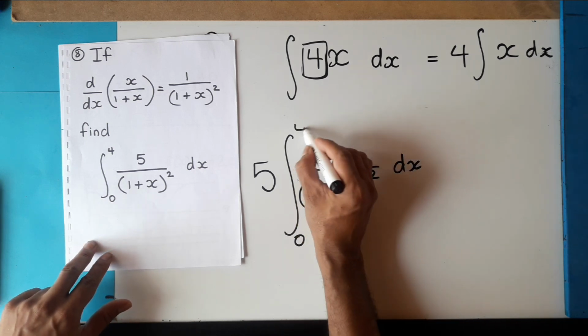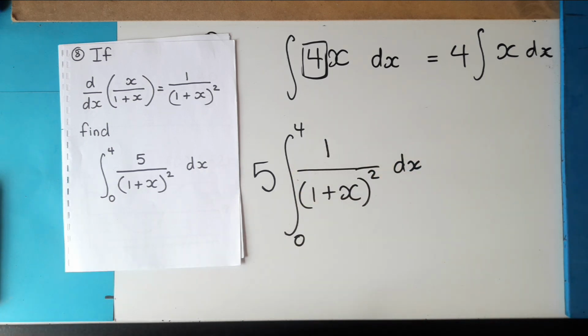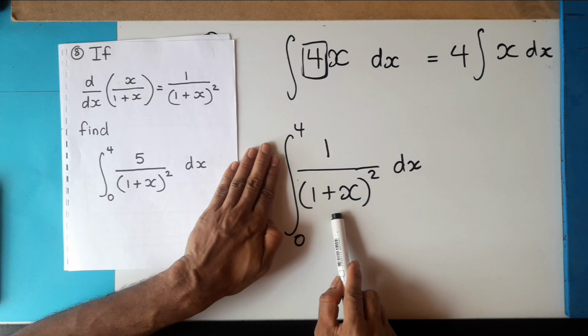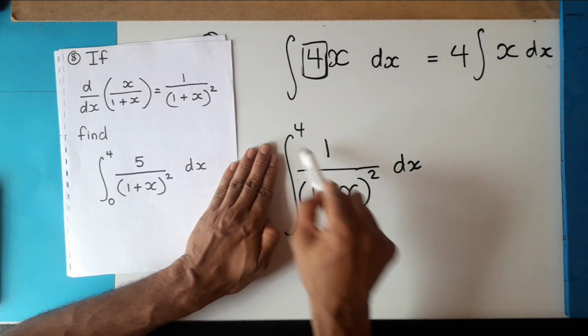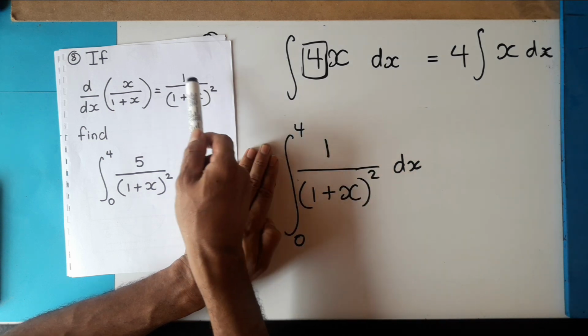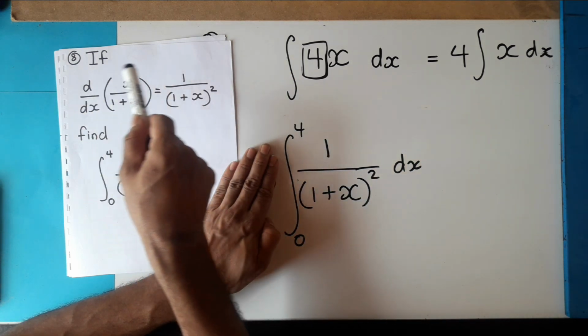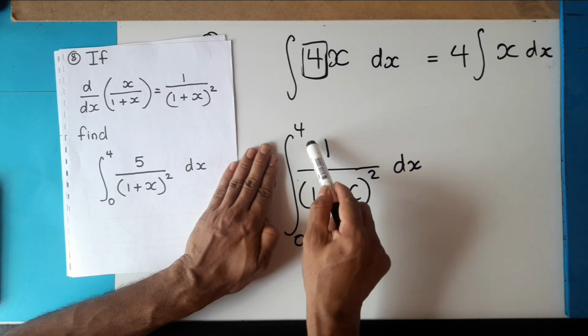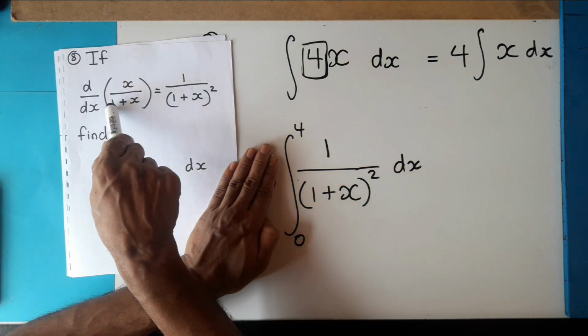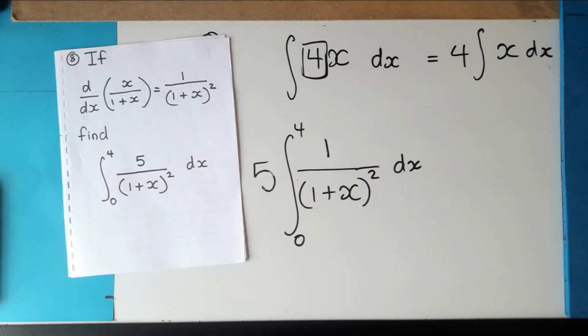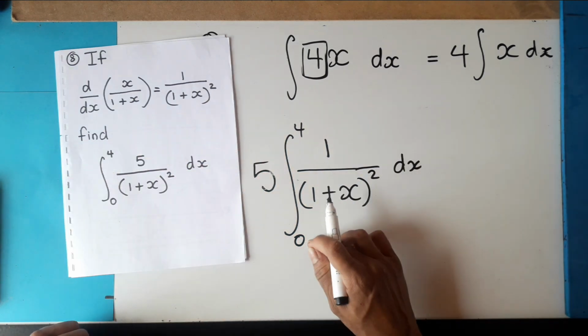Sorry, put the 0 and the 4 here. Remember, if we block the 5 now, and we pay attention to this, if we integrate this expression, we're supposed to get back the original expression. Remember I told you about the forward and the backwards? So that means if we integrate this, we will get x divided by 1 plus x. And don't forget the 0 and the 4.